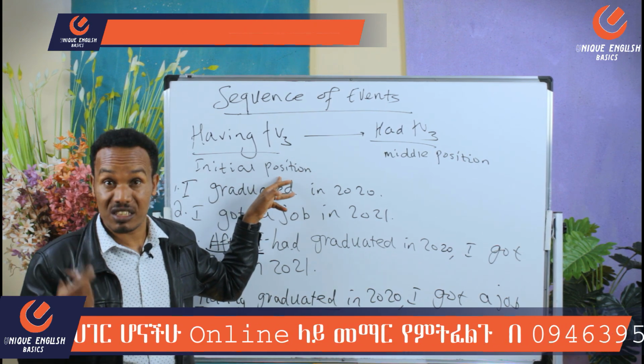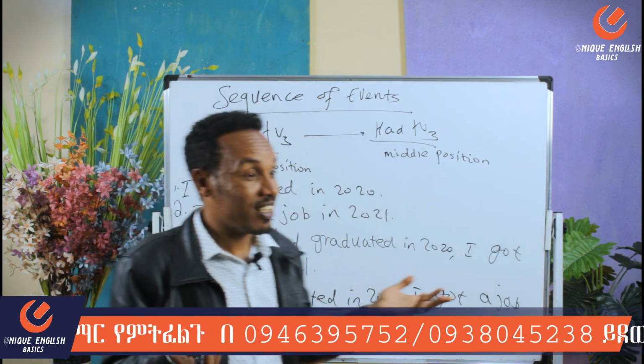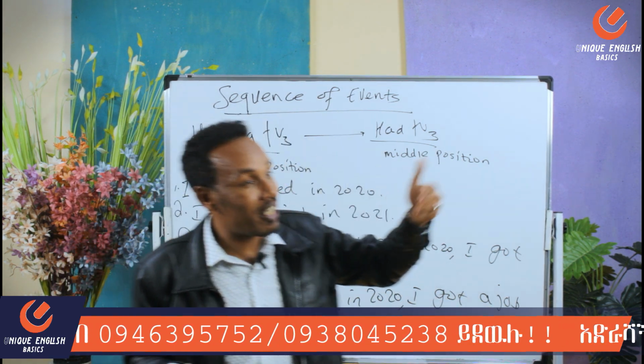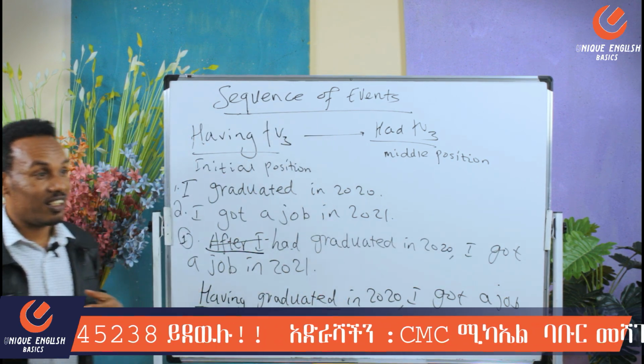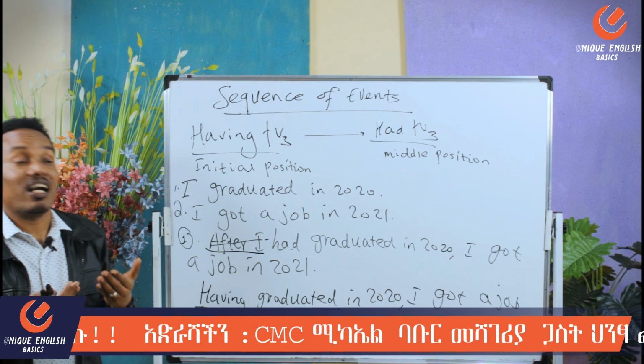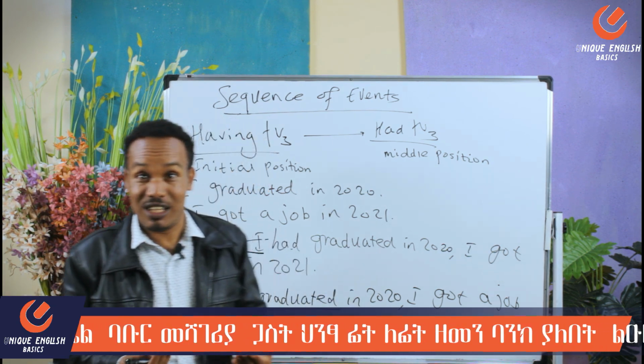At the beginning of the sentence, am I clear? Yes. For example, tell me now: after I went to Addis Ababa, I bought a house. Go ahead. Having gone to Addis Ababa, I bought a house. Yes or no?